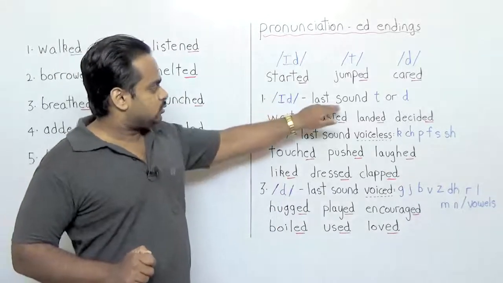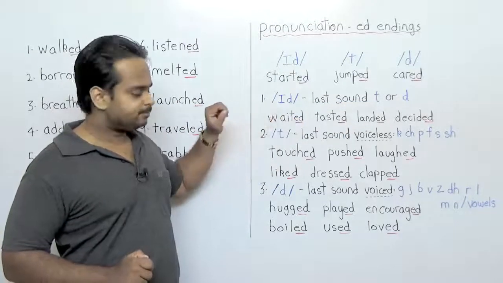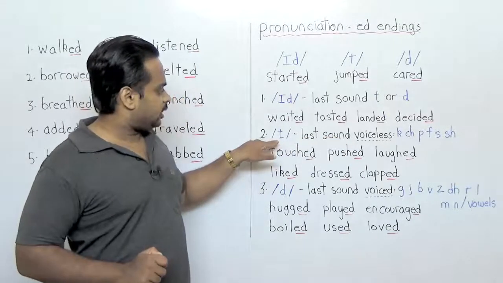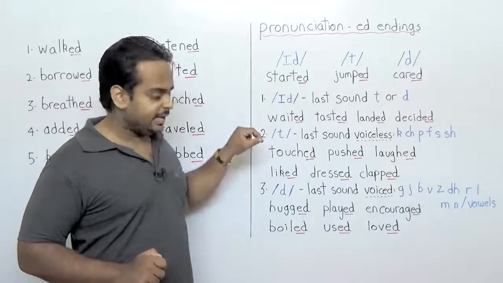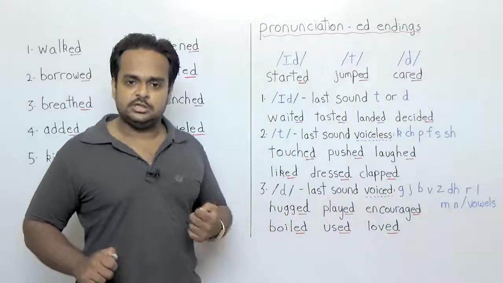If the last sound in a word is t or d, then the ed ending is pronounced id. If the last sound is voiceless, then we say t for the ed ending. And if the last sound is voiced, the ed ending is pronounced d.